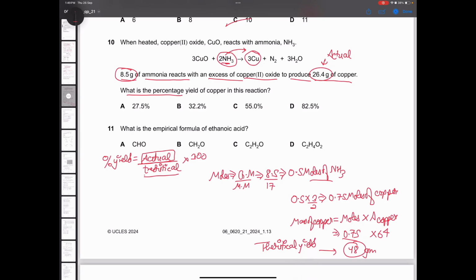Alright. Now we know the actual yield, 26.4. Theoretical is 48, times 100. So 26.4 divided by 48 times 100 is exactly coming out to be 55%. So our answer is option C.